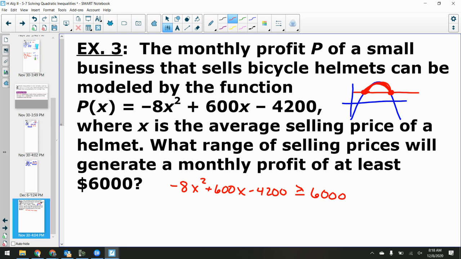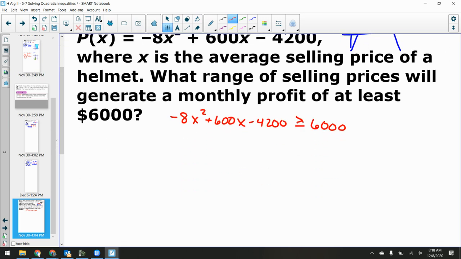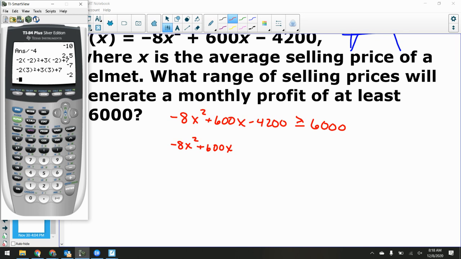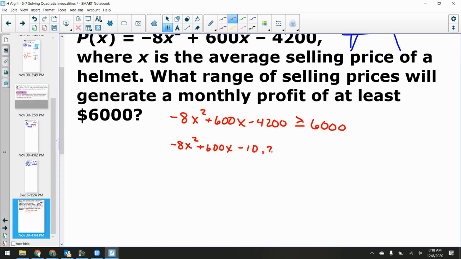All right, so what do I do? Well, I do the exact same thing that I did when I solved it by algebra. I want to subtract the 6,000 over to the other side: negative 8x squared plus 600x. And again, I'm setting it equal to 0, so I take negative 4,200 minus 6,000. There we go, and I get negative 10,200 is equal to 0.